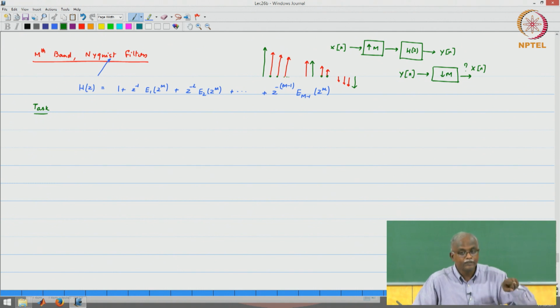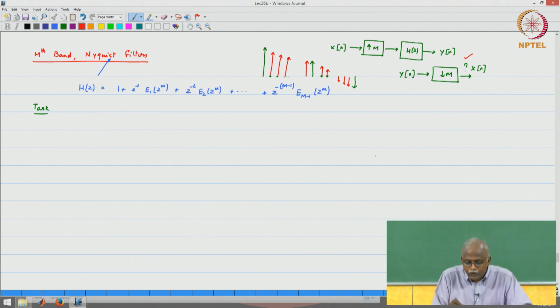If the interpolation filter had been a Nyquist filter, then yes, because you didn't modify those coefficients. Remember, it is a zero phase filter, so there is no shifting of the signals happening. So this is actually true. There is no question mark. You will actually get this.